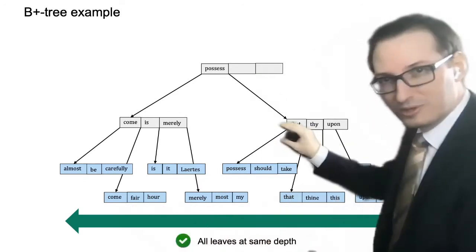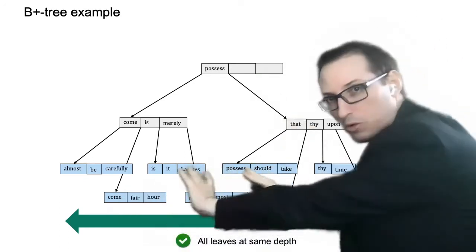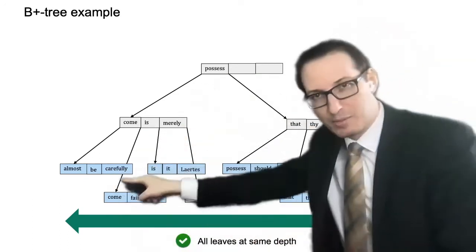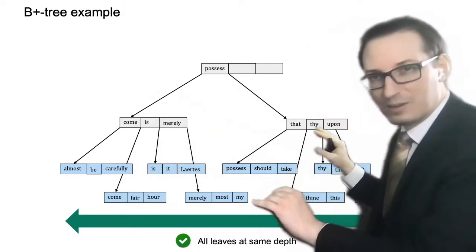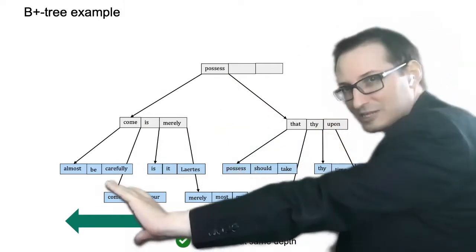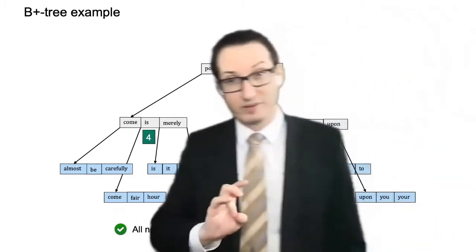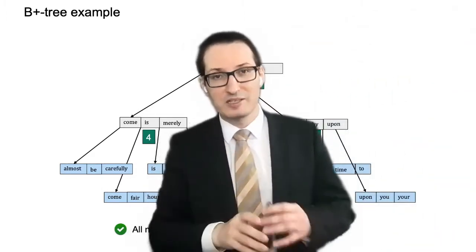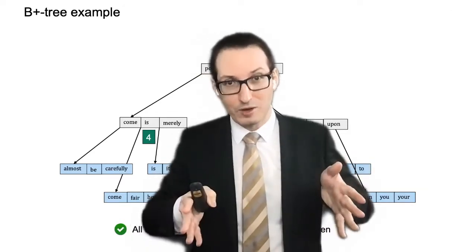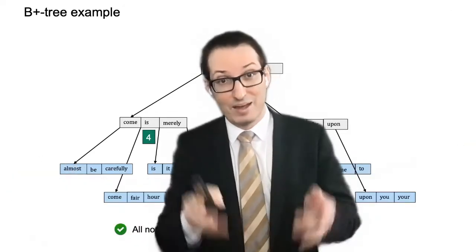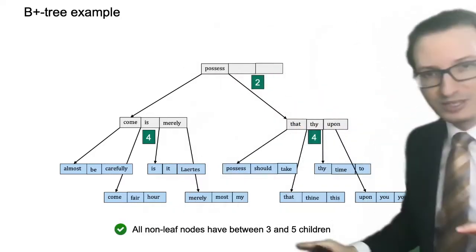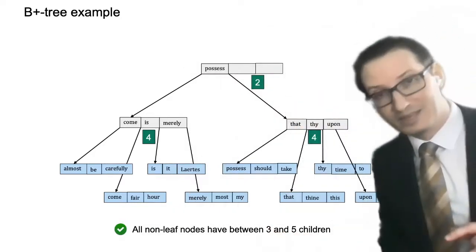You cannot have the leaves here and here. It's all at the same depth. In that case, depth 2, right? That's the first condition. The second condition in a B plus tree is that there is an interval on the size of the nodes. And typically that interval is given in the number of children that they have.